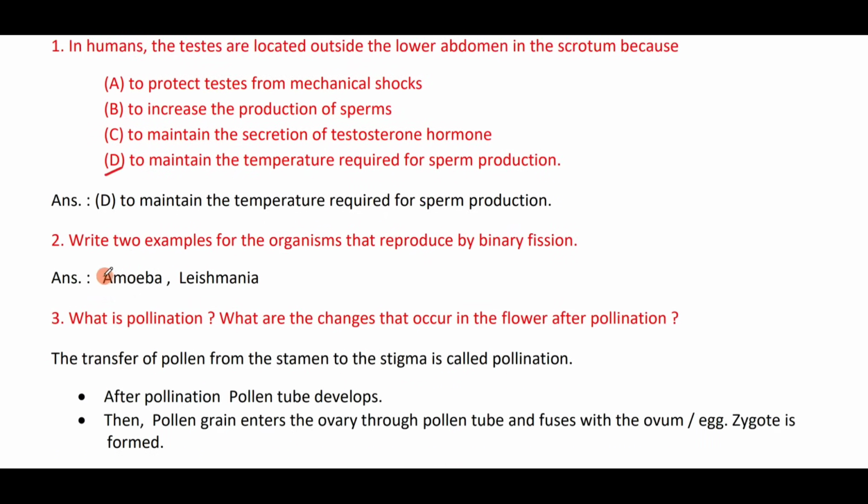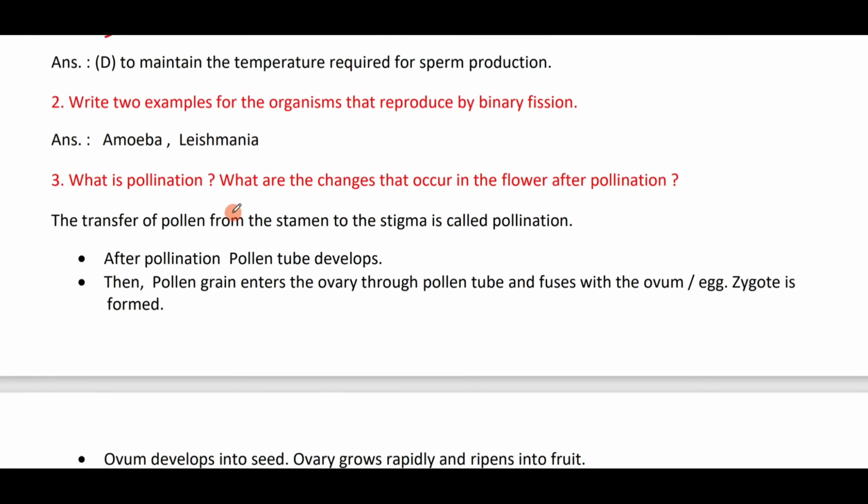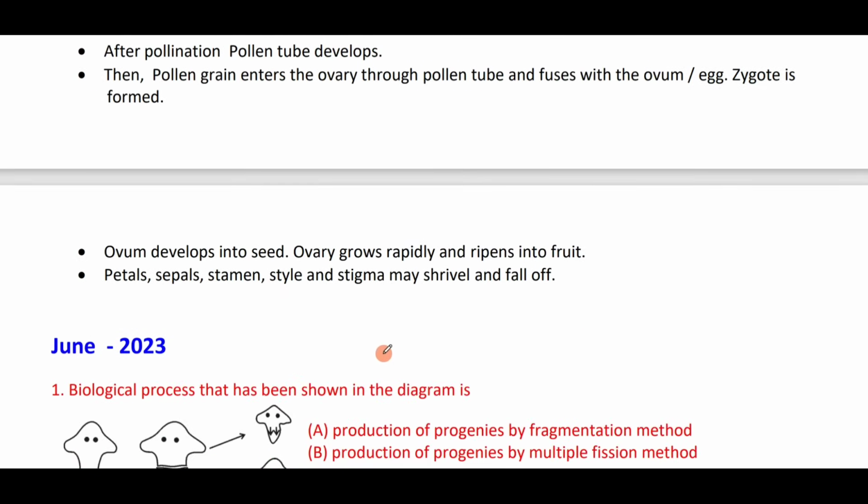Name two examples of organisms that reproduce by binary fission: amoeba and leishmania. What is pollination? What are the changes that occur in the flower after pollination? The transfer of pollen from the stamen to the stigma is called pollination. After pollination, the pollen tube develops, the pollen grain enters the ovary through the pollen tube and fuses with the ovum. A zygote is formed. The ovule develops into a seed. The ovary grows rapidly and ripens into fruit. Petals, sepals, stamen, style and stigma may shrivel and fall off.